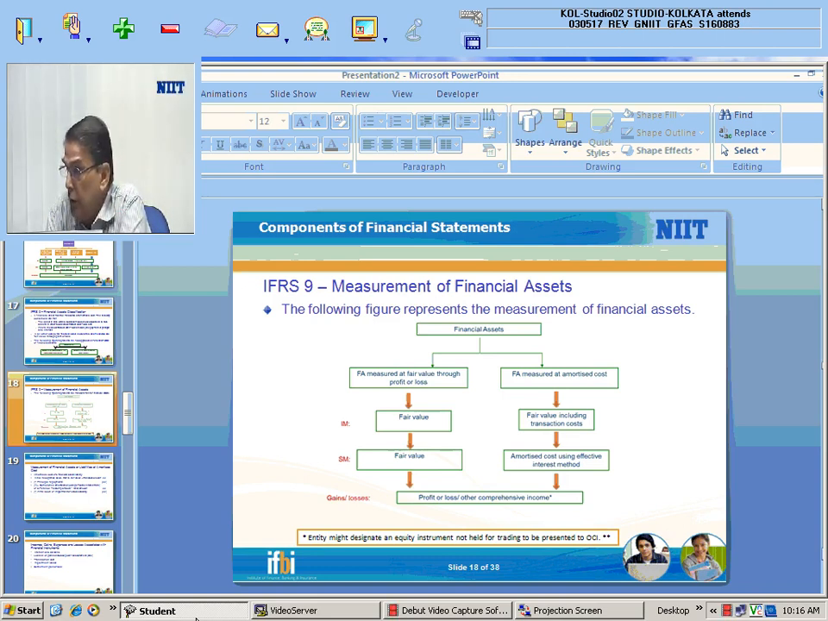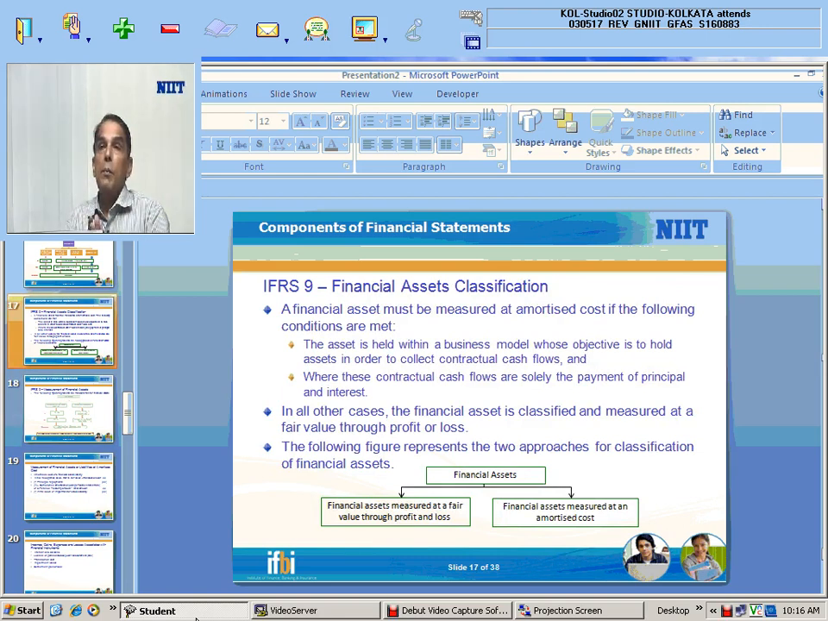So Pratibha, you want the last slide? Okay. I will go back to the last slide once more and tell me when you are done. So the last slide is available on your screen now. So tell me when you are done, then I will move to the next slide to explain the initial measurement and subsequent measurement for the two classes of assets under IFRS 9.